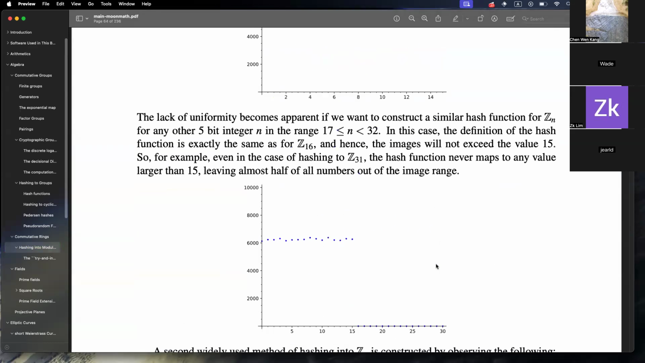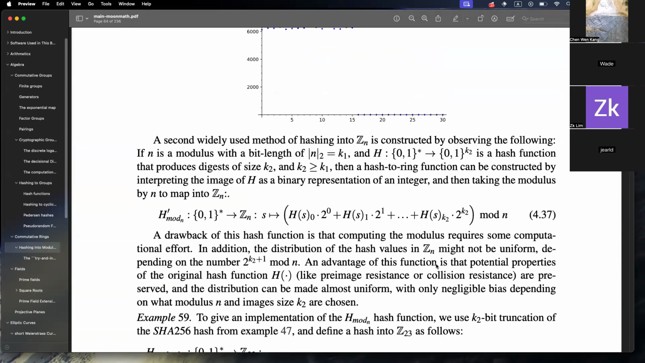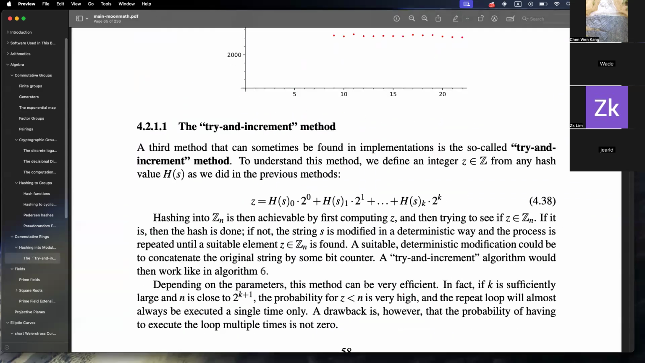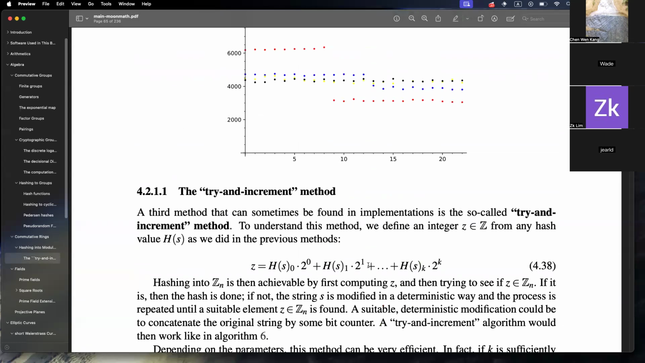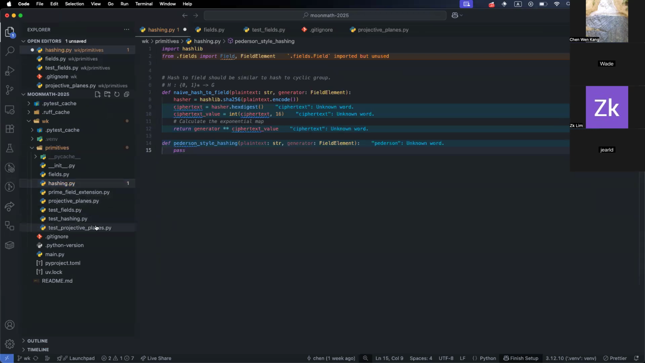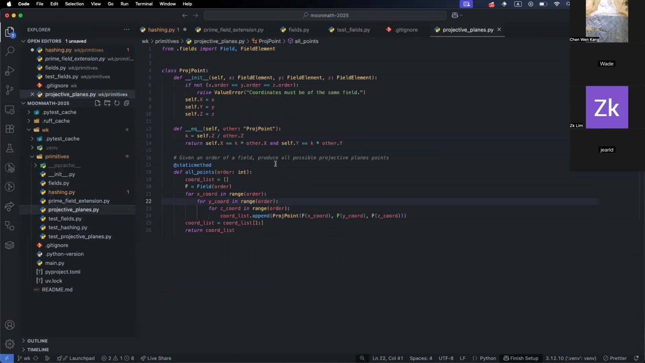That's the general idea for the methods here to reduce bias, I believe. So yeah, anyways, that's what I've done. For the projective planes, I have a test here. Projective planes essentially is just trying to find... I remember what projective planes is.